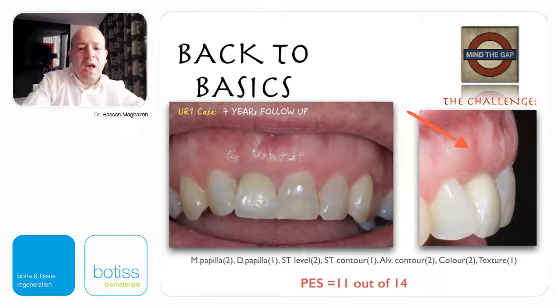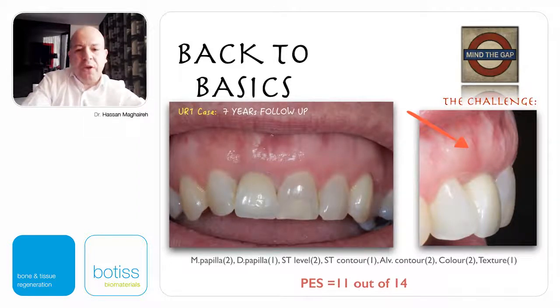And then I would highly recommend you guys to use the pink aesthetic score to assess your case and audit your work. Am I on the right track? Am I doing good things or not? And the way to do it, there are 7 points you check: medial papilla, distal papilla, soft tissue level, soft tissue contour, alveolar contour, color, and texture. You do that and you score for each of these 7 points: 2 if it's satisfactory, 0 if it's unsatisfactory, and 1 if it's a minor discrepancy.